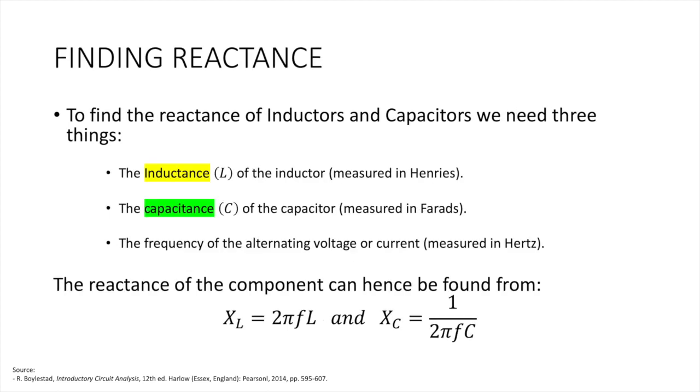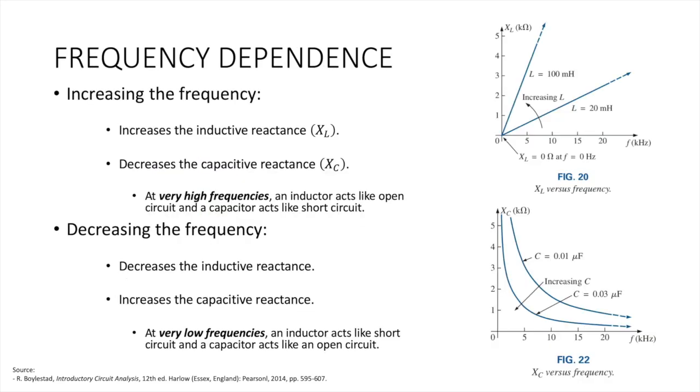To find the reactance of inductors and capacitors, we need three things: the inductance of the inductor, measured in henries, the capacitance of the capacitor, measured in farads, and the frequency of the alternating waveform, measured in hertz. The reactance of the component can hence be found from X_L = 2πfL, or X_C = 1/(2πfC).